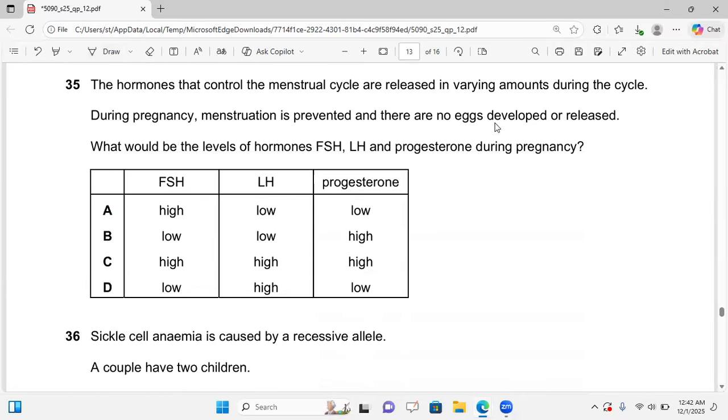The hormones that control the menstrual cycle are released in varying amounts during the cycle. During pregnancy, menstruation is prevented and no eggs are developed or released. What would be the levels of the hormones FSH, LH and progesterone during pregnancy? Since he is saying during pregnancy, FSH should go low, LH should go low, and progesterone should go high. So option B is fine for it.